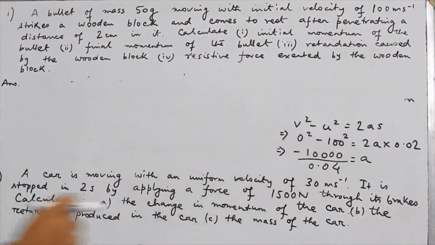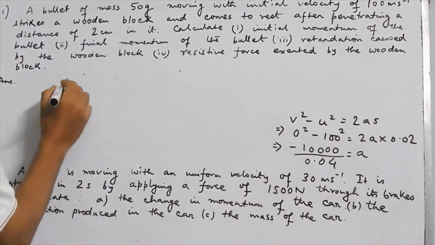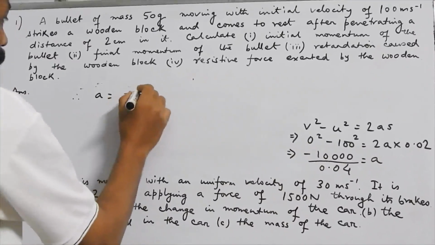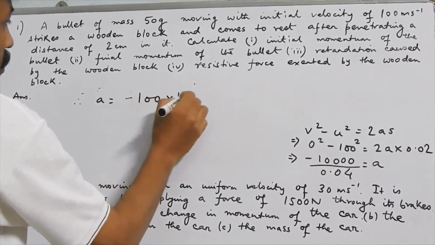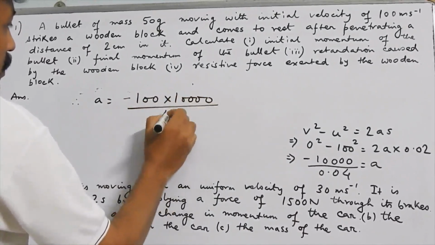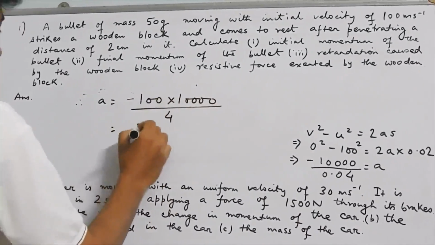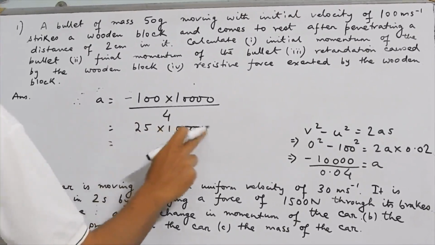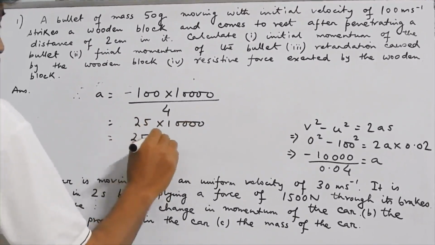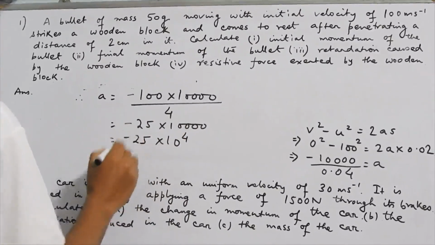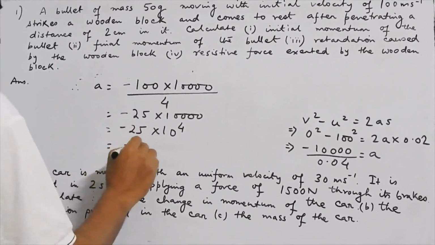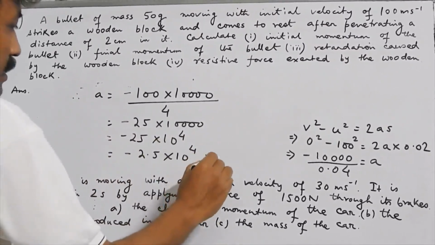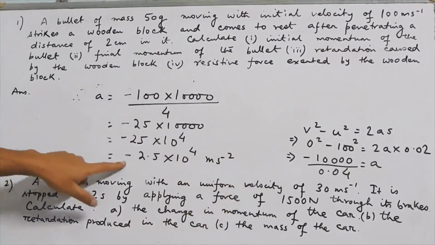So from here on, you can get a equal to minus 10,000 by 0.04, which means 100 into 10,000 by 4. 100 by 4 is 25. 25 into 10,000, which can be written as 10 to the power 4 zeros. 25 into 10 to the power 4. Obviously the negative sign is there, or you can write minus 2.5 into 10 to the power 5. So the acceleration is negative. It means this is retardation.